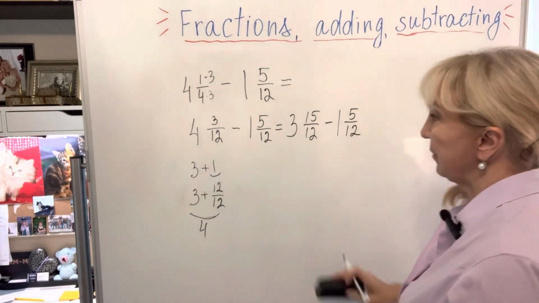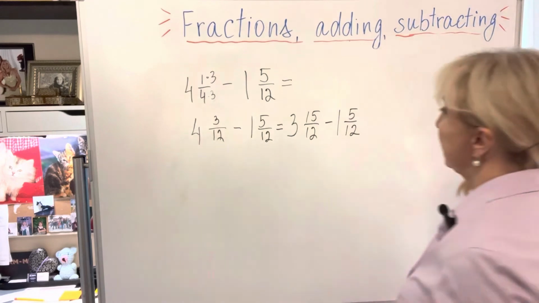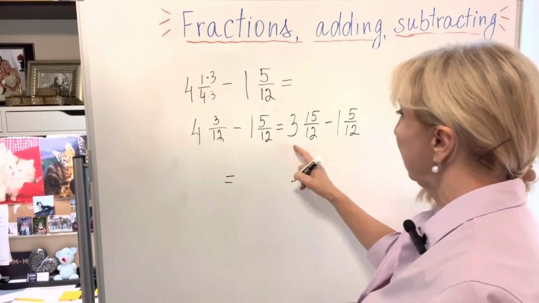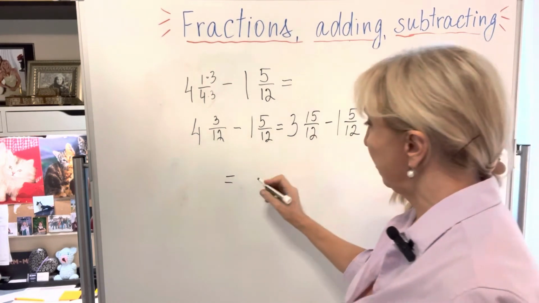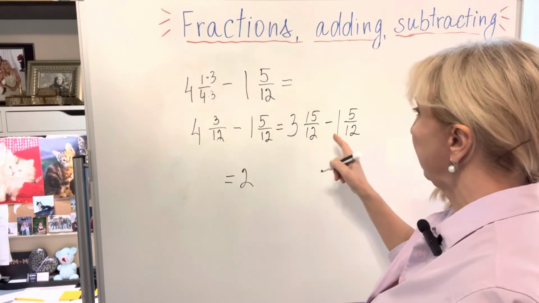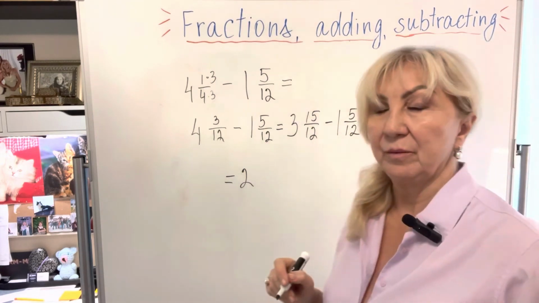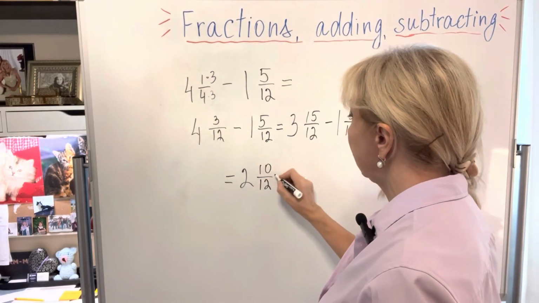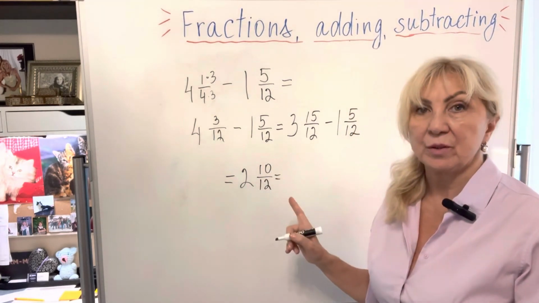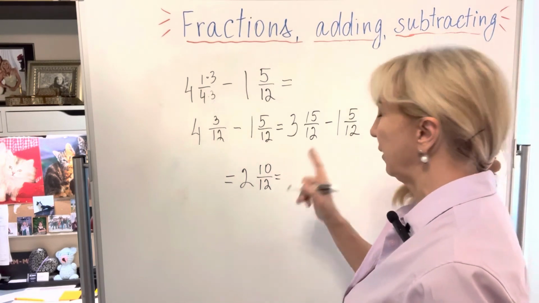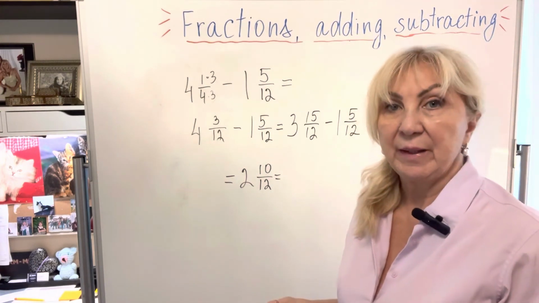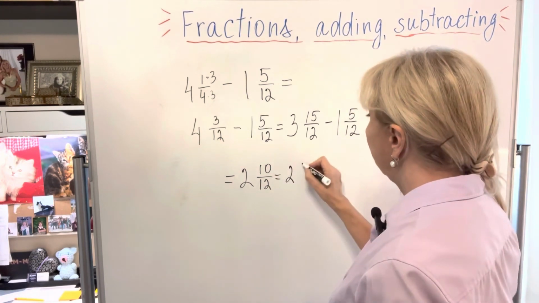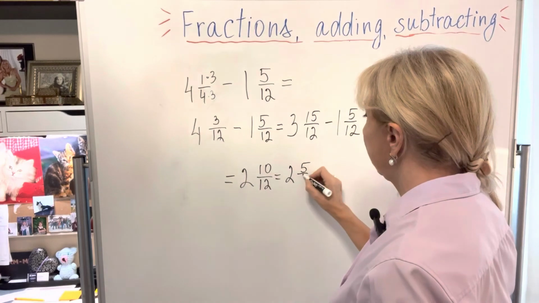Let me erase the extras. Now we can work it out, and it's easy. 3 subtract 1 is 2. 15 over 12 subtract 5 over 12 is 10 over 12. And the last step, we can reduce 10/12 by dividing by 2, giving 5 over 6.